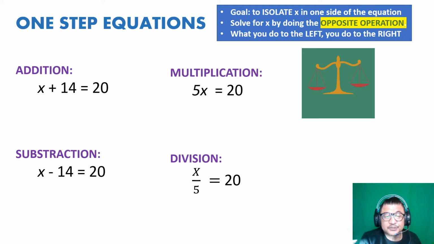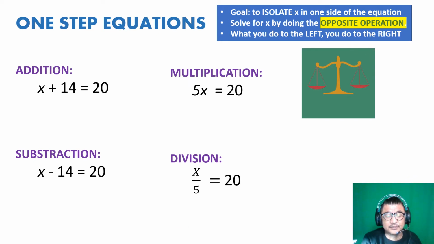These are previous lessons from the lower grades, right? Okay, let's start by reading this. The goal is to isolate the x on one side. If it's on the left side, it should be alone, all right? Solve for the x by doing the opposite operation. Say that again, opposite operation. Opposite of add, subtract. Opposite of subtract, add. Opposite of multiply, divide. Opposite of divide, multiply. You know that. And remember, just like the balance scale, what you do on the left, you have to do on the right side to maintain the balance.